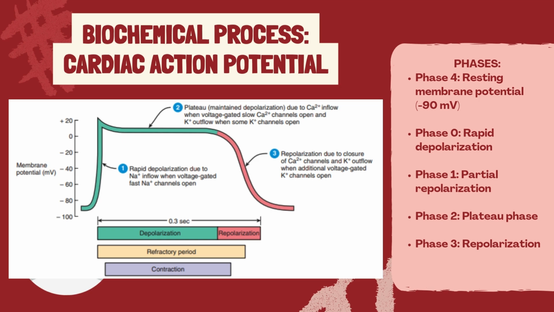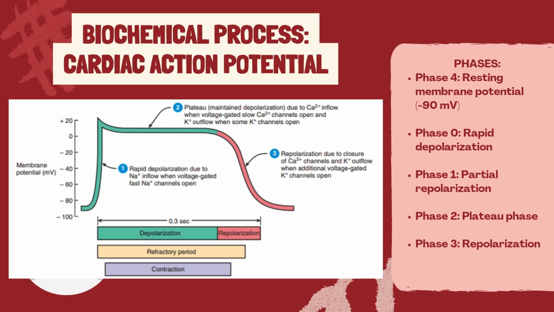One example of a biochemical process is the cardiac action potential. The cardiac action potential is the electrical signal that drives heart muscle contraction. It begins with depolarization, where voltage-gated sodium channels open, allowing sodium to rush into the cells. This causes a rapid rise in the membrane potential, making the cells become positively charged.